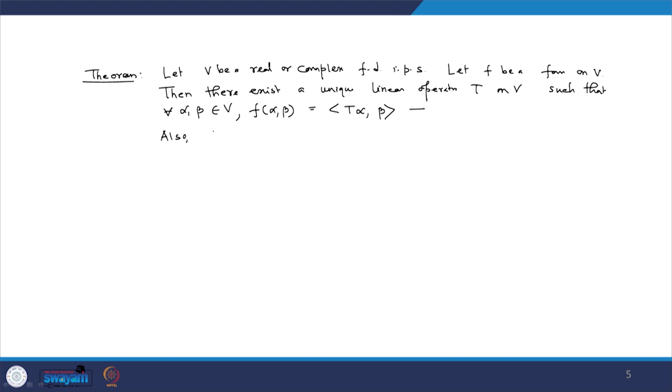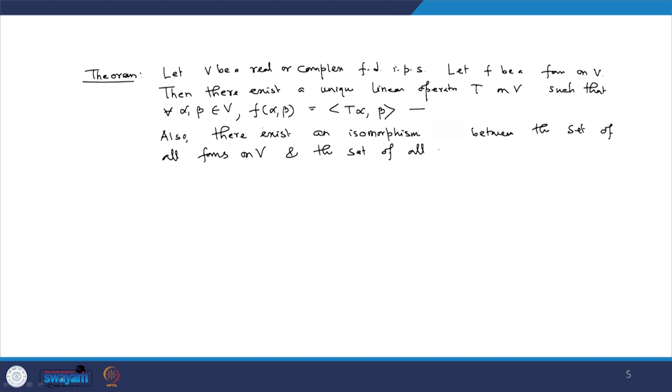Also, there exists an isomorphism between the set of all forms on V and the set of all linear operators on V, that is L(V, V). So, f to Tf is basically a one-one onto linear transformation between the space of all forms on the vector space and the set of linear operators on V, that is L(V, V). So, let us quickly see the proof of these results.